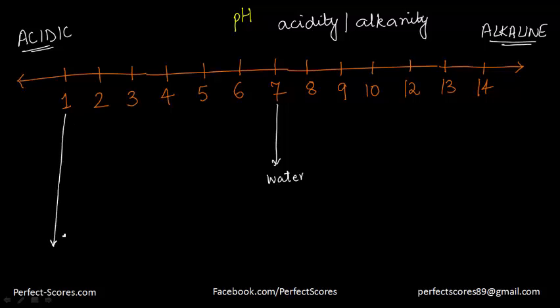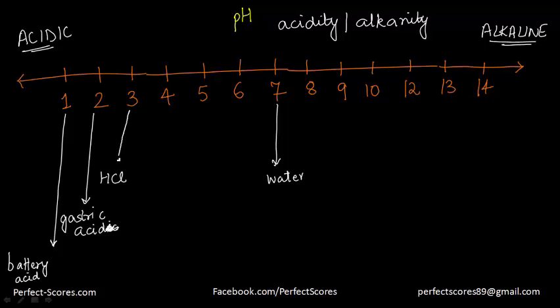the different substances that are present on the acidic range include, first of all, battery acid, which is highly acidic, and then gastric acid, which is secreted in our stomachs, is also really acidic, although not as acidic as battery acid. And then hydrochloric acid, so let me just represent it by HCl.